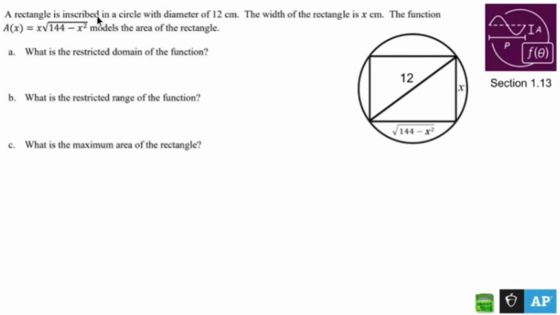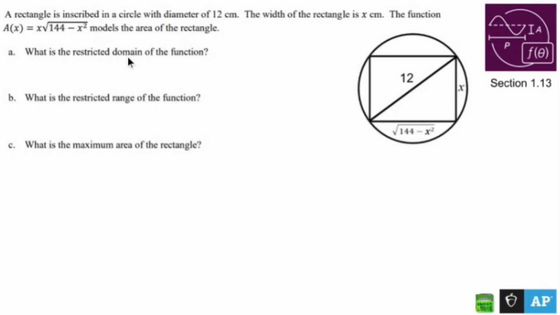A rectangle is inscribed in a circle with a diameter of 12. Here's my rectangle living inside, touching the outside of the circle. Diameter right there is 12. It gives us a width of x, tells us the other width is the square root of 144 minus x squared. They get that from the Pythagorean theorem just for fun. The function A of x is x times the square root of 144 minus x squared. So again, that comes from that times that area formula, and that models the area of the rectangle.